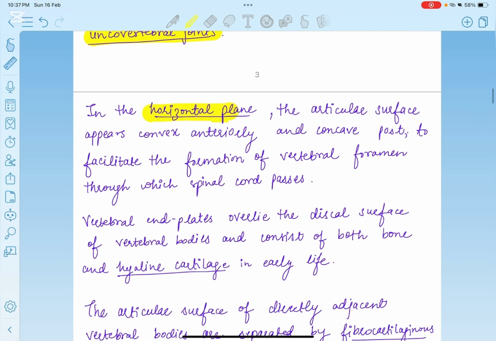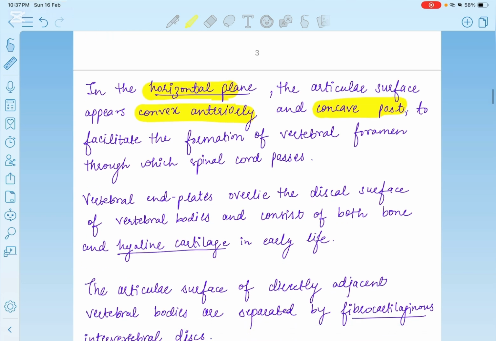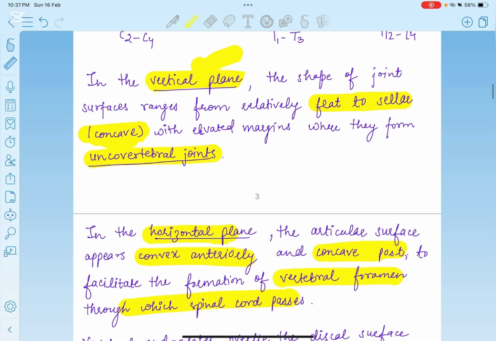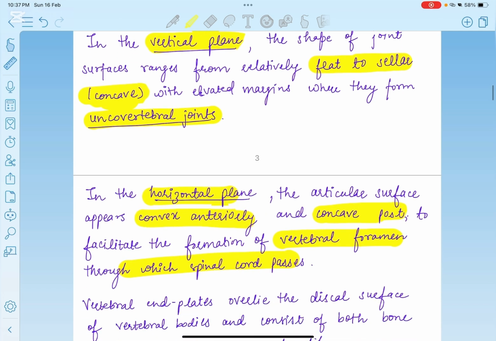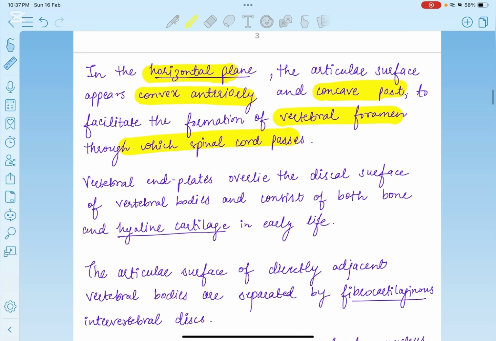Whereas in the horizontal plane, the articular surface appears convex anteriorly and concave posteriorly, and this facilitates the formation of the vertebral foramen through which the spinal cord passes. Again, to remember, in the vertical plane, the shape is flat to sellar concave, and in the horizontal plane, it is convex anteriorly and concave posteriorly.